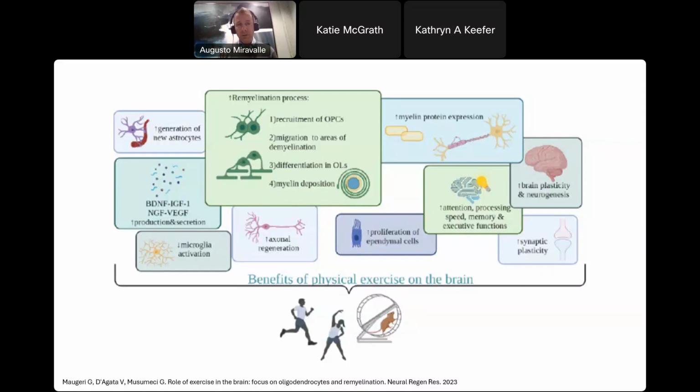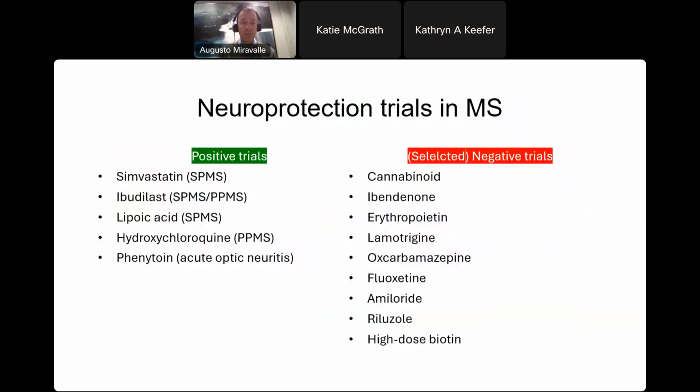So what I'm trying to say is that no matter what you look at, the use of regular routine exercise, and we have a lot of data in terms of how much and how little, how many minutes, but the message is if you do a routine of exercise, you're going to get the benefits. So even though we don't have approved medications for remyelination, I want to just draw your attention to the fact that exercise can do a lot for you.